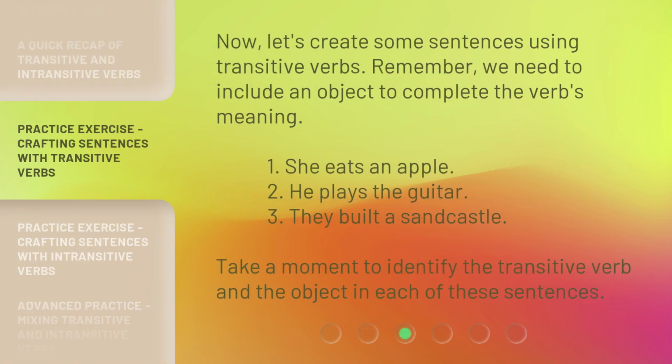Now, let's create some sentences using transitive verbs. Remember, we need to include an object to complete the verb's meaning. 1. She eats an apple. 2. He plays the guitar. 3. They built a sandcastle. Take a moment to identify the transitive verb and the object in each of these sentences.